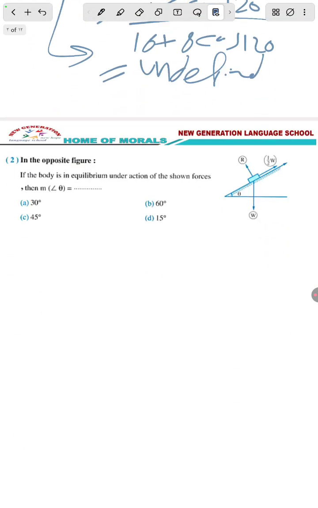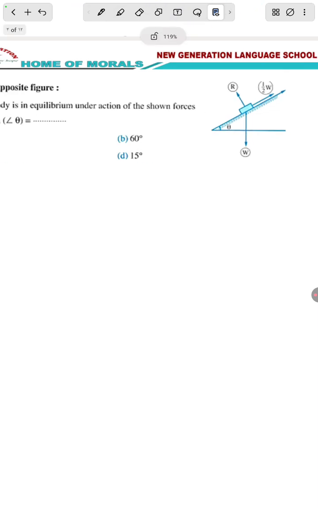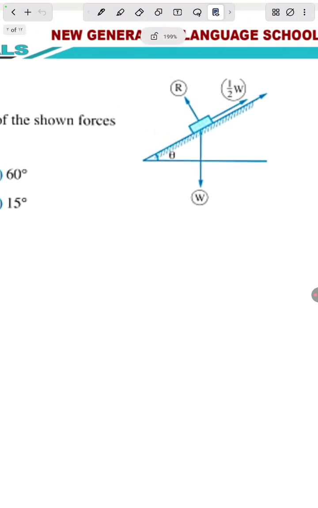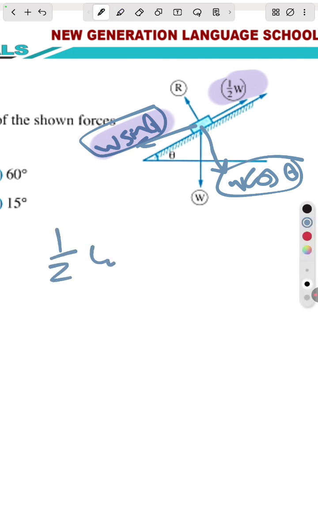Number 2. In the opposite figure, if the body is in equilibrium under the action of the shown forces, then the measure of angle theta equals what? Firstly, the body is in equilibrium, so we can resolve the force of weight here and here. Here weight cosine theta, as we know, and here weight sine theta. The body is in equilibrium, so half weight equals weight sine theta.